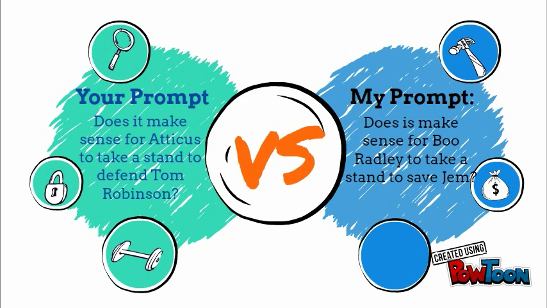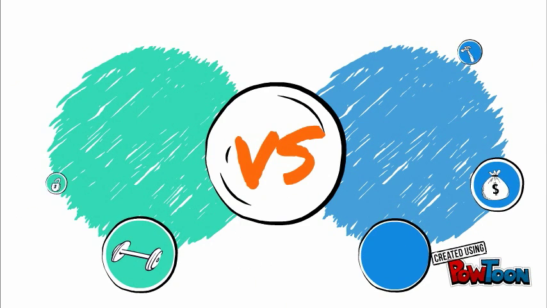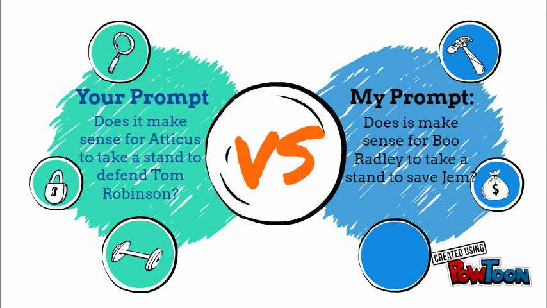I'm going to do a very similar prompt. Just to give you an example, my prompt is going to be, does it make sense for Boo Radley to take a stand to save Jem and Scout? And this is at the end of the book when he comes in and saves Jem and Scout when Bob Ewell's trying to attack them. So two different situations, but my essay will be very similar to yours.